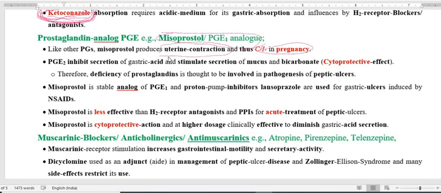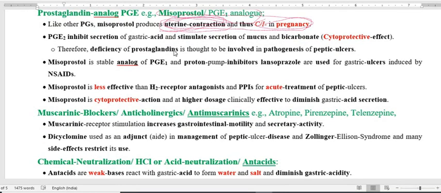So this may be contraindicated in pregnancy, because when uterine contraction occurs in a pregnant case, then there may be chances of abortion. So therefore the drug misoprostol is contraindicated.